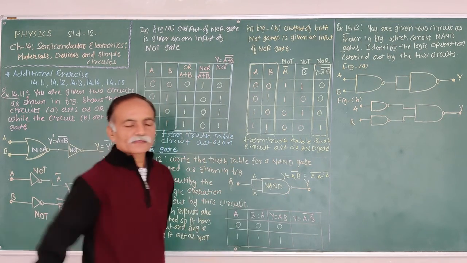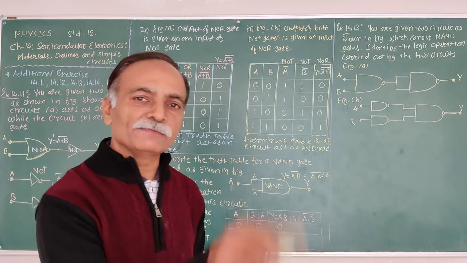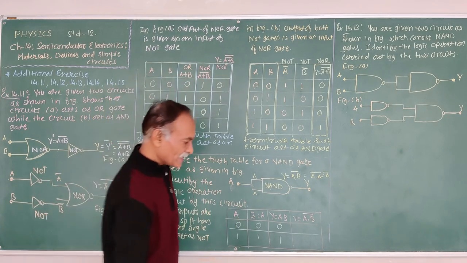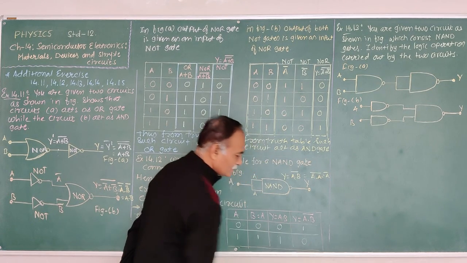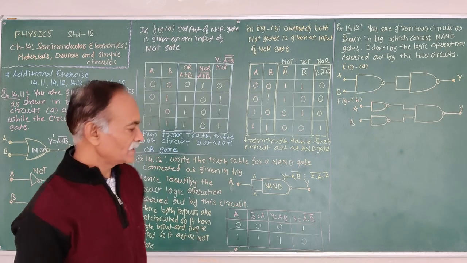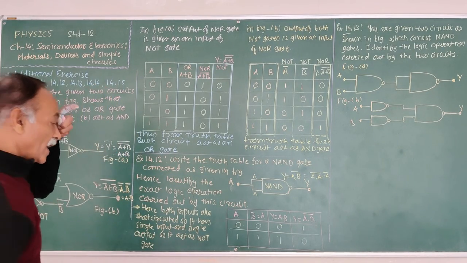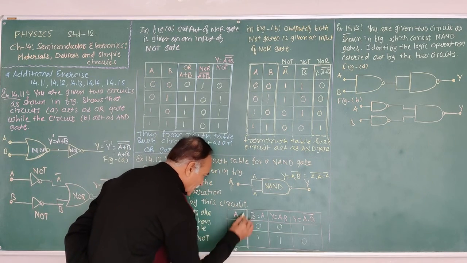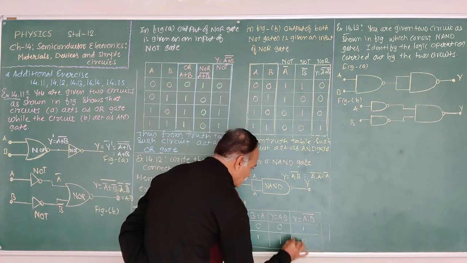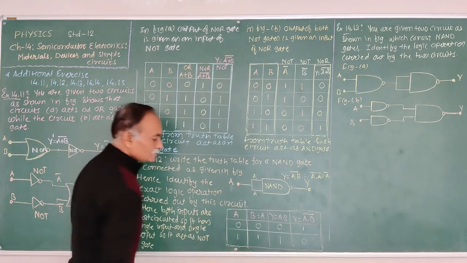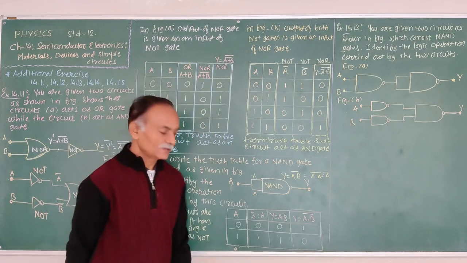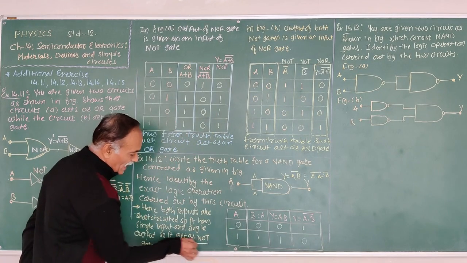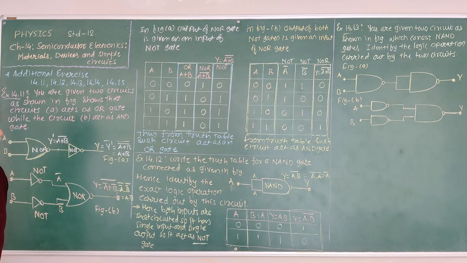Now for the NAND gate, the output of an AND gate is given as input to a NOT gate. That means AND plus NOT. So in the NAND gate, the output is inverted: 0, 1, 1, 0. Now consider the initial input and final output. Input is 0, output is 1. Input is 1, output is 0. So as a result, this circuit acts as a NOT gate.